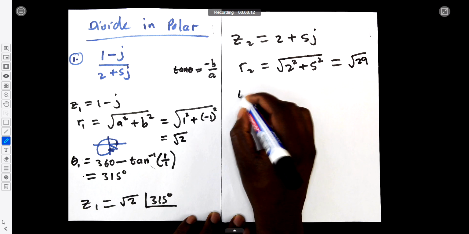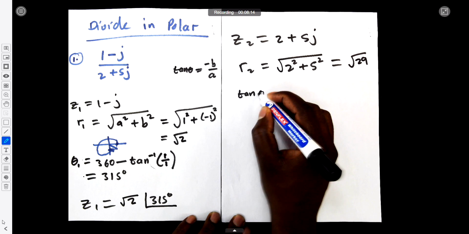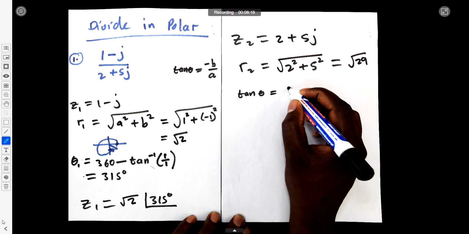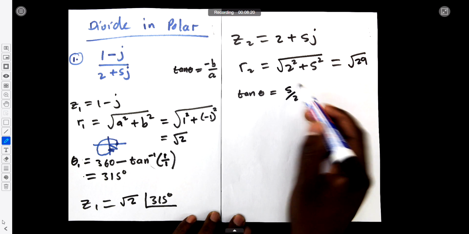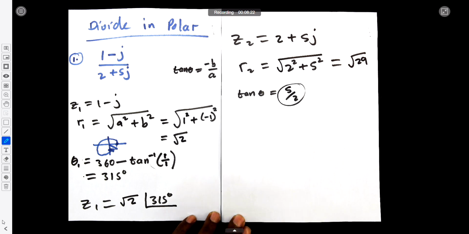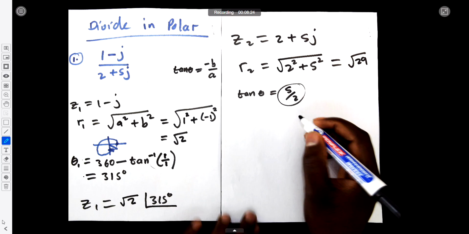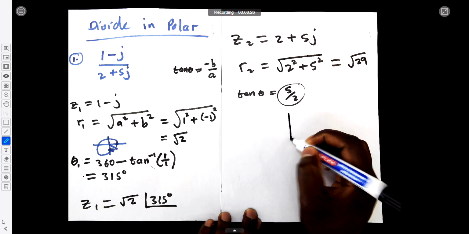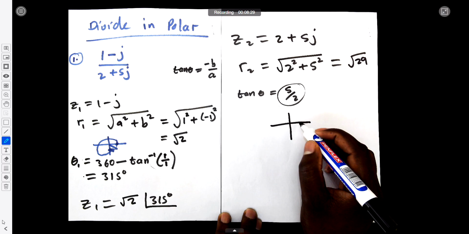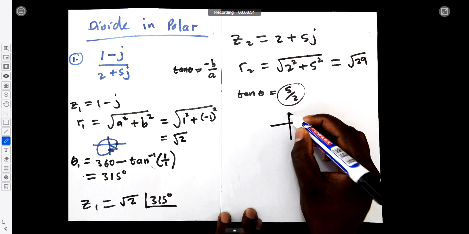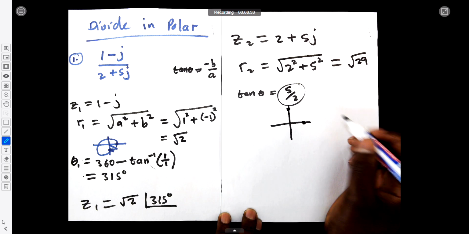Okay, so let's look at the tan theta there. What's happening? Tan theta, it is a positive ratio, isn't it? So b over a, it is 5 over 2. So which means the ratio that we're having is positive. At least the solution that we're looking for will be in the first quadrant. But please just do a projection of your complex number. We go 2 units to the right, 5 units up, because the coefficient of j is positive.